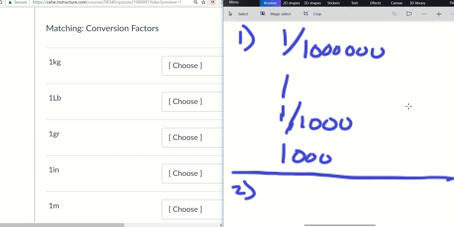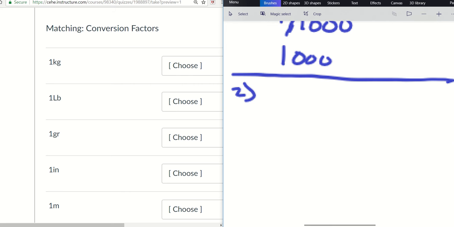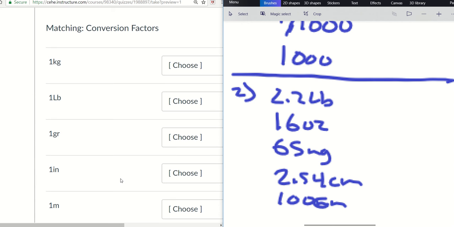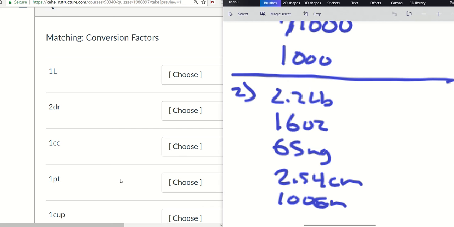Conversion factors again. So you guys should know these by now, right? So these are some of the additional ones. So a kilo is how many pounds? 2.2. 1 pound is how many ounces? 16. 1 grain is how many milligrams? 65. 1 inch is how many centimeters? 2.54. 1 meter is how many centimeters? 100 cm. Okay, that's it. And then these are the same liquid ones.